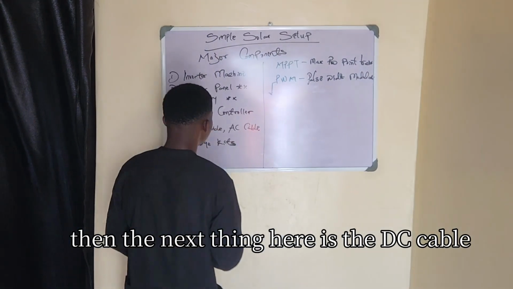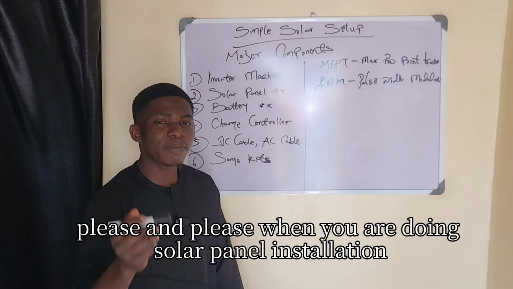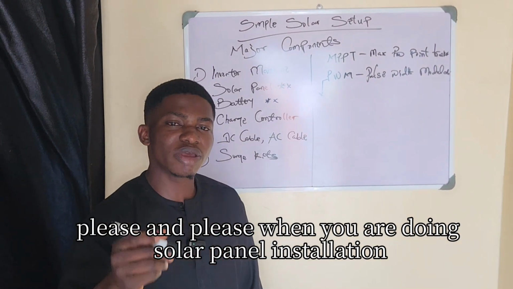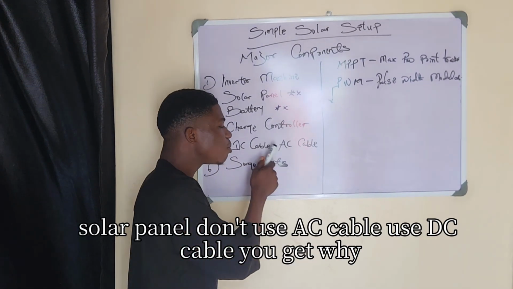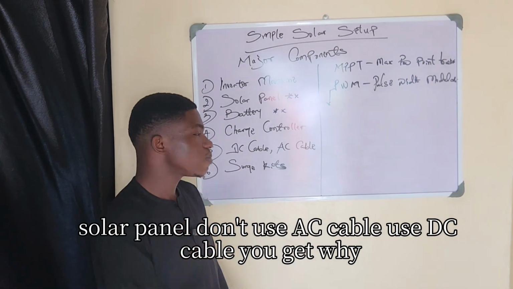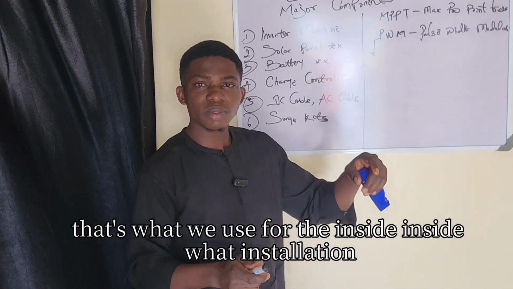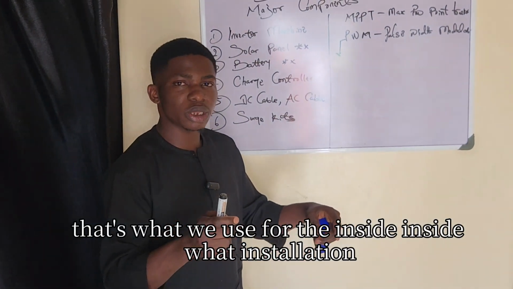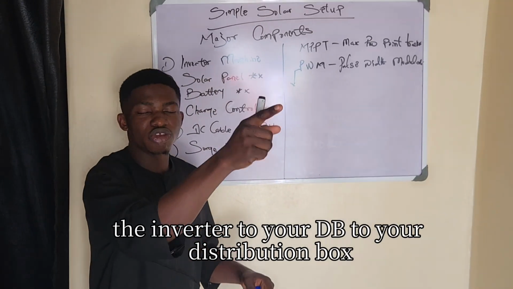Then the next thing here is the DC cable. We use DC cable for solar connection. Please, please, when you are doing solar panel installation, don't use AC cable, use DC cable. You get why? Now for the AC cable, that's what we use for the inside installation. The inside installation, that is the inverter to your DB, to your distribution box.